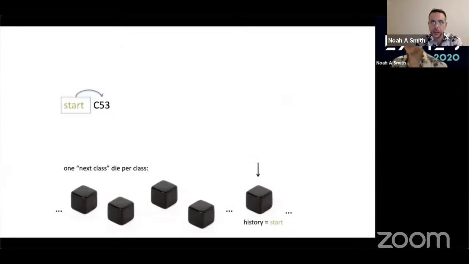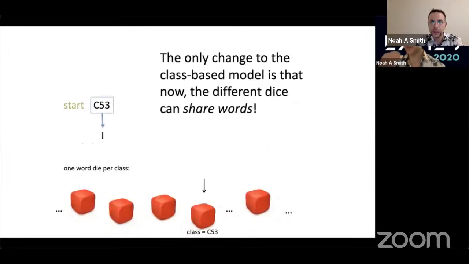So to visualize how the sequence gets generated, just like with the class-based model, we have black dice, one next-class die per class. These are the gammas, and we start by writing down a start symbol and then generating the next class. Say we randomly pick C53 by rolling the start die. And then we switch over to the red dice, where we have one per class or state, and they have words written on the side. So we roll the class C53 die and we come up with a word.